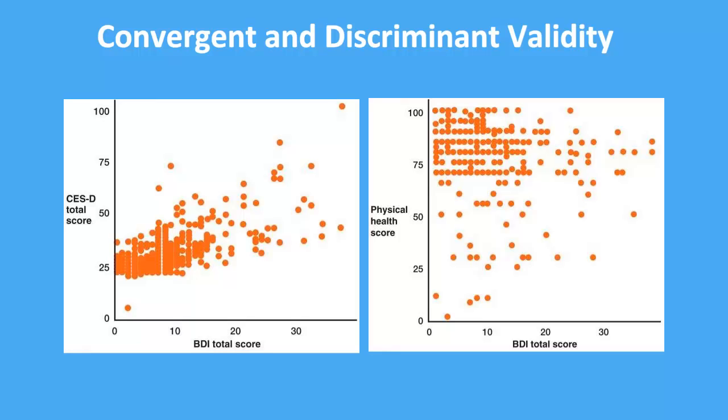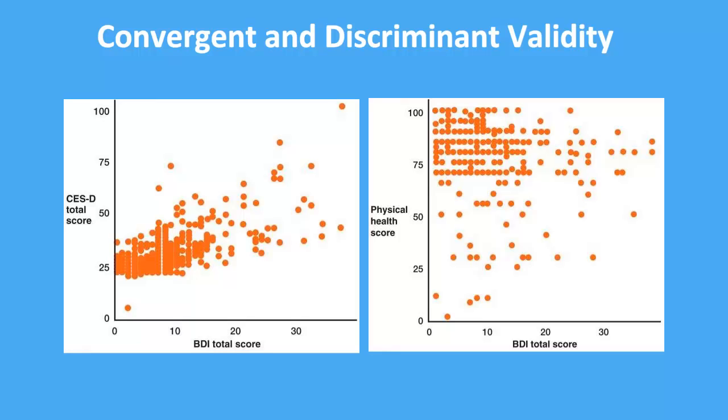Discriminant validity, on the other hand, you don't want your measure to have a relationship with something that's unrelated. So if you have a measure of depression, you don't want that to be related to a measure of physical health, is the example that we use here. So let's just start there.